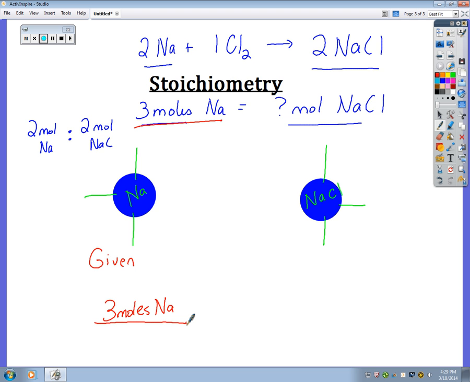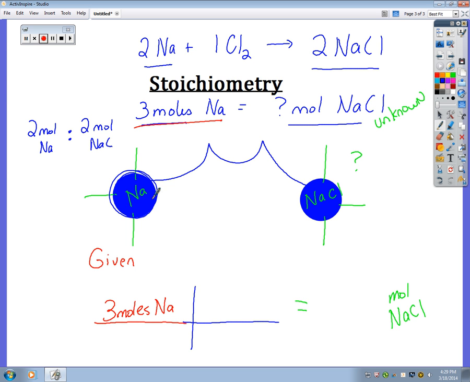I start with it. What do I need to find? What am I looking for? I'm looking for this. I'll use the green, I guess. I don't know this. This is my unknown. Correct? This is my question mark. So, that's what I want to find out. That's what my answer is going to be labeled in moles of NaCl. So, what are we going to do? We're going to go ahead and change this. We are physically going to move from moles of sodium and use our balanced equation bridge, or bridge between what I know, what I'm given, and what I don't know, NaCl.